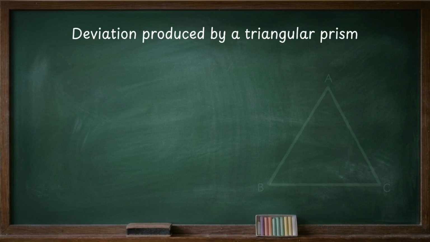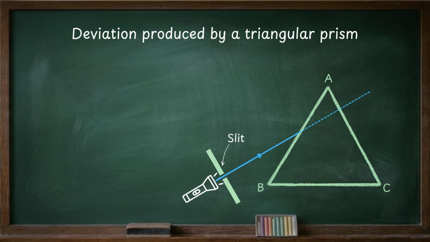Deviation produced by a triangular prism. Imagine a single color, monochromatic light ray, PQ, striking the first surface AB. Because it's entering glass, which is a denser medium, it gets refracted and bends down towards the base, BC, traveling straight through as ray QR. This initial bend creates our first angle of deviation, labeled delta 1 at the first surface.